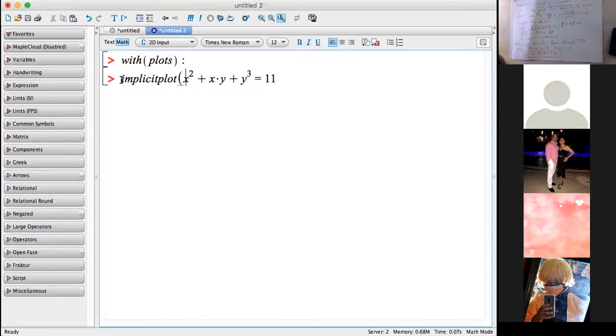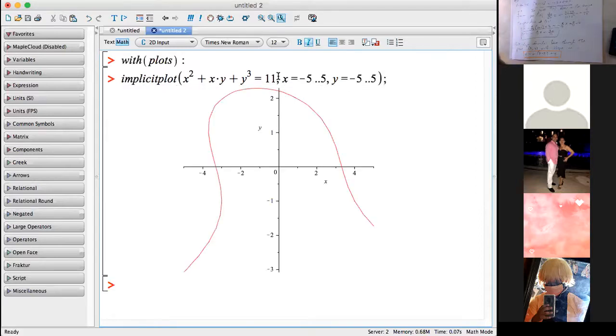The command in Maple to plot an equation of this sort is the implicit plot. So that's what the curve looks like, or at least part of the curve. And notice here is the point 1, 2.